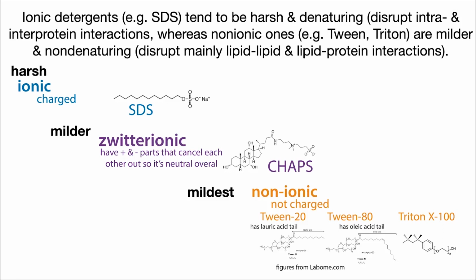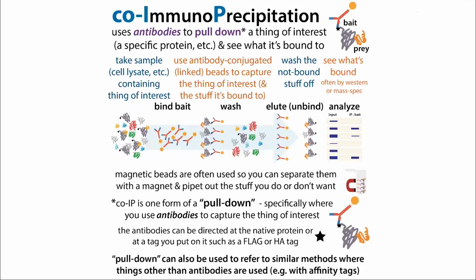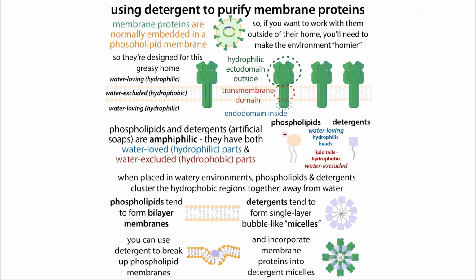It's really important to know, though, the differences between a harsh detergent and a mild detergent. Harsher detergents are going to be ionic detergents, things like SDS. They're going to break up the protein-protein interactions, the intra-protein interactions, so denature or unfold your proteins. Whereas something non-ionic, like Tween or Triton, is going to be milder. This is going to only break up lipid-lipid and lipid-protein interactions. And so you're going to want to use something like this when you're trying to preserve protein-protein interactions, or you're trying to preserve the protein in its most natural state.